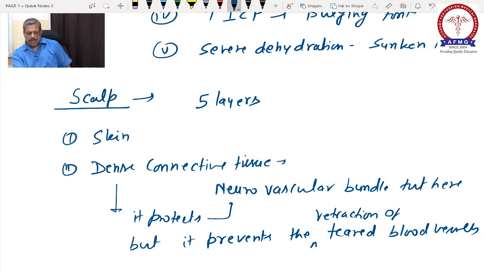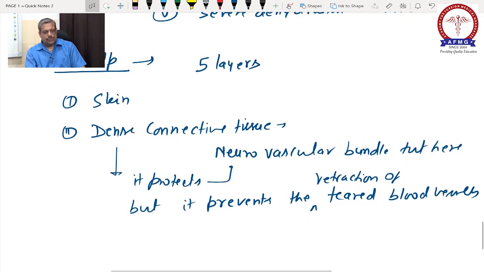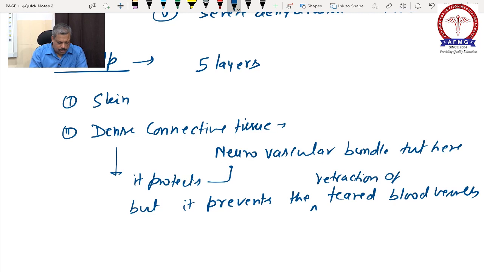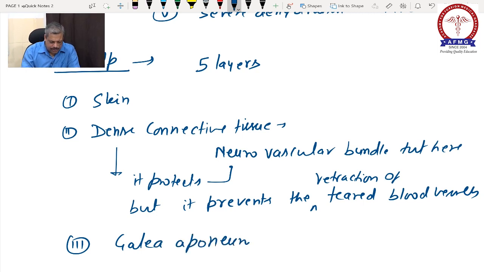So bleeding will continue, or it causes excessive bleeding if injury occurs in the scalp, because a ruptured blood vessel is prevented from retraction by this dense connective tissue. So it gives protection, but it also has a disadvantage. The third layer, A for aponeurosis, and the complete name is the Galea aponeurotica. This is the third layer of the scalp.